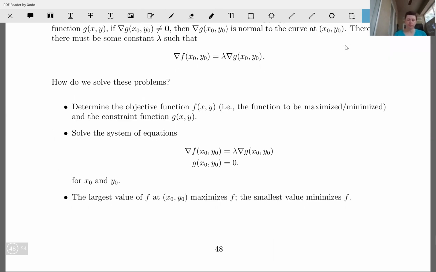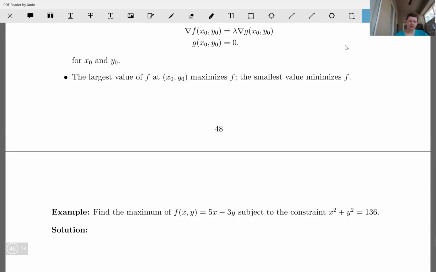So how do we solve these problems? We're going to determine the objective function f(x,y), the function that we're going to maximize or minimize, and the constraint function g(x,y), and then we're going to solve a system of equations. We set the gradient of f equal to lambda times the gradient of g, and g equal to 0 at (x0, y0). The largest value of f at those points is the max, and the smallest value would be the minimum. And that's all she wrote.